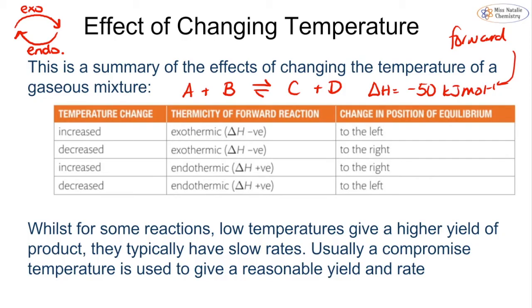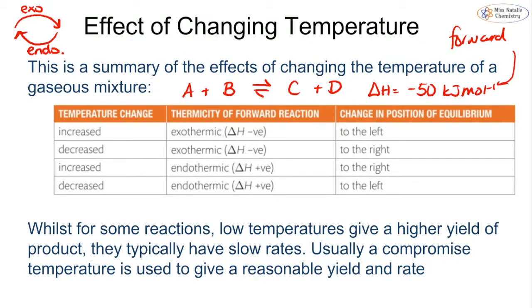So if we have a forward reaction that is exothermic and we increase the temperature, then we're going to see a shift in the position of equilibrium to the left, because it would rather go to the endothermic reaction. If we have that same forward exothermic reaction and we decrease the temperature, it will shift to the right because the rate of reaction is going to be higher for the exothermic reaction. And then the opposite is true for the endothermic.